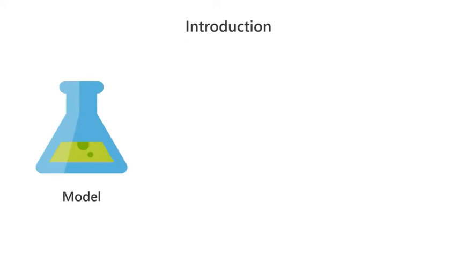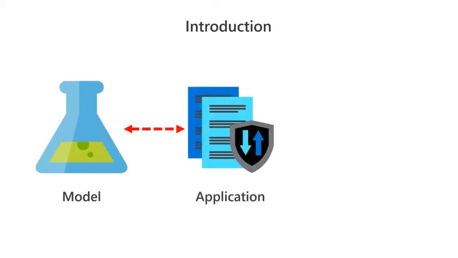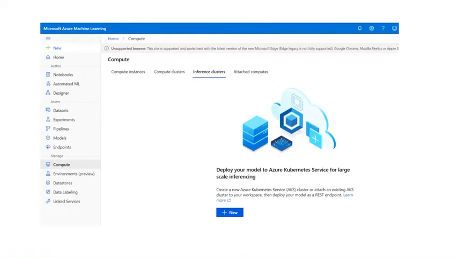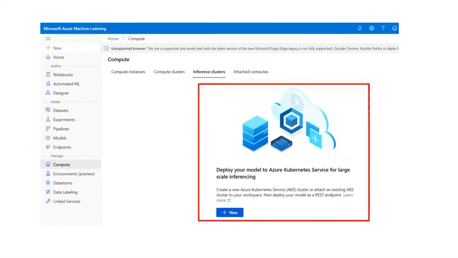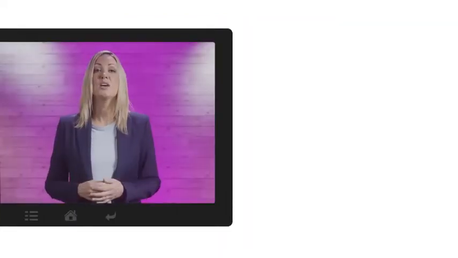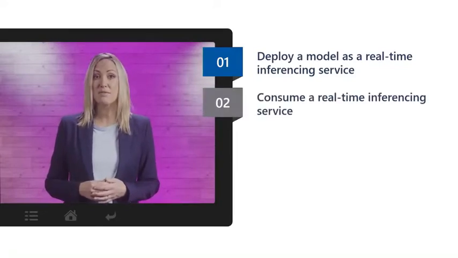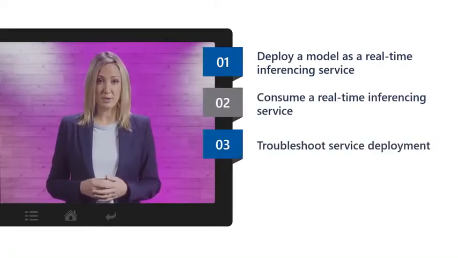In machine learning, inferencing refers to the use of a trained model to predict labels for new data on which the model has not been trained. Often the model is deployed as part of a service that enables applications to request immediate or real-time predictions for individual or small numbers of data observations. In Azure Machine Learning, you can create real-time inferencing solutions by deploying a model as a service hosted in a containerized platform such as Azure Kubernetes Service, or AKS. In this lesson, you will learn how to deploy a model as a real-time inferencing service, consume a real-time inferencing service, and troubleshoot service deployment.